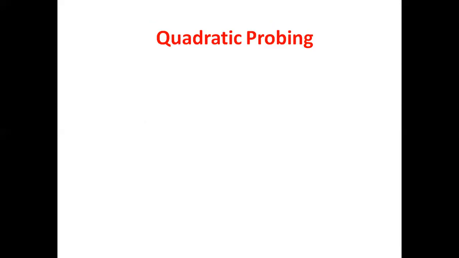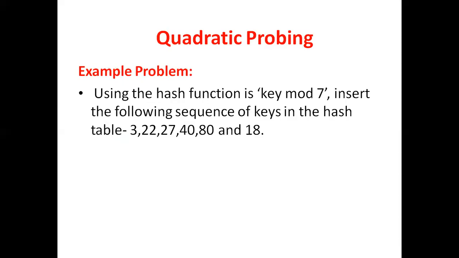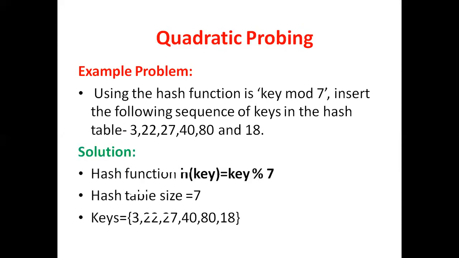Next, the example for quadratic probing. We have one problem here. Using the hash function key modulus 7, insert the following sequence of keys into the hash table by using quadratic probing. The keys are 3, 22, 27, 40, 80 and 18. The hash function is h(key) = key modulus 7, the hash table size is 7, and I want to insert these keys using the quadratic probing method.